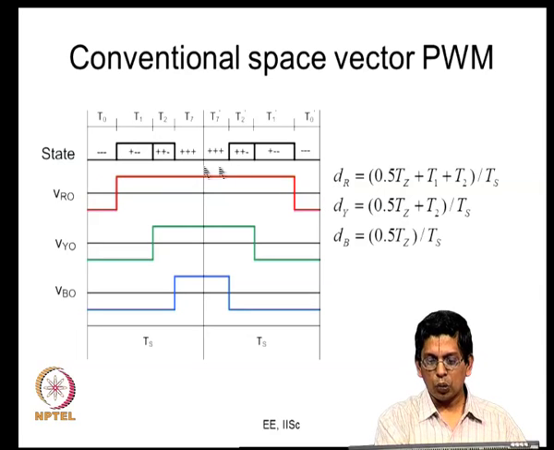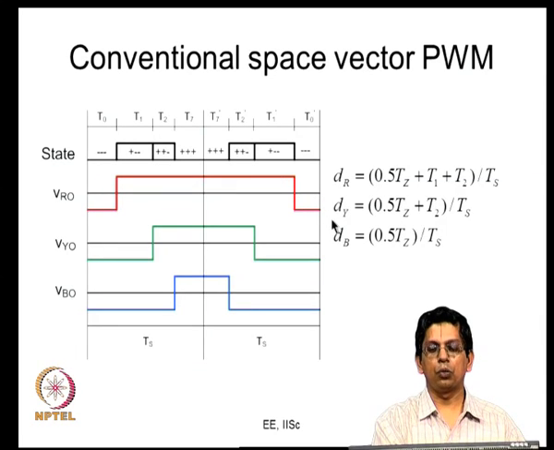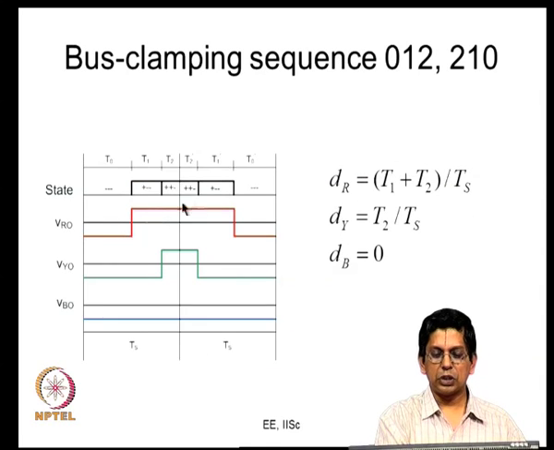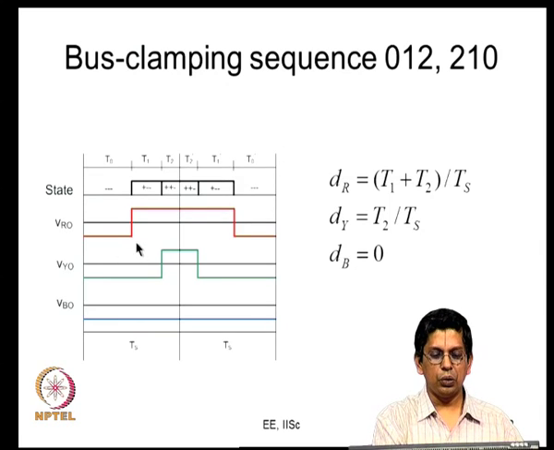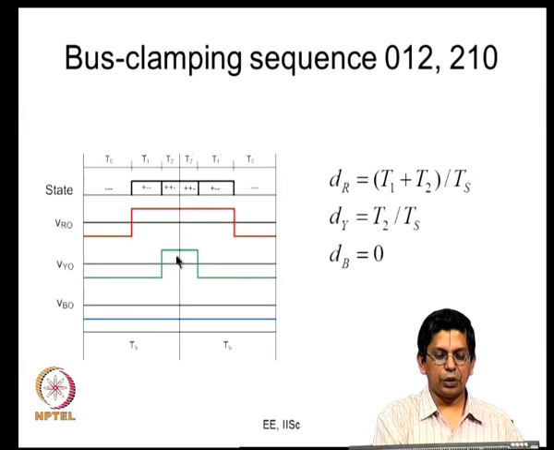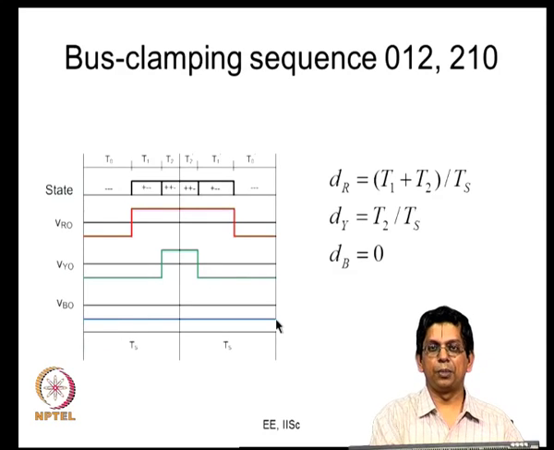So, from the space vector point of view, this is how the duty ratios can be evaluated. Again, if you look at the switching sequences from the space vector point of view, this is bus clamping sequence 0, 1, 2, 2, 1, 0. You are using only the 0 state. What is the R phase duty ratio? It is T1 plus T2 by Ts. What is the Y phase duty ratio? Simply T2 by Ts. What is the B phase duty ratio? It is 0. B phase is at minus VDC by 2, it does not switch at all. The top device is never on.